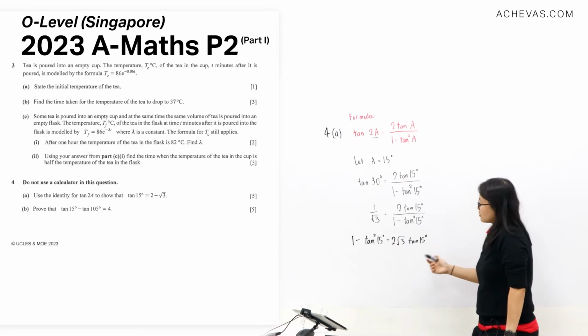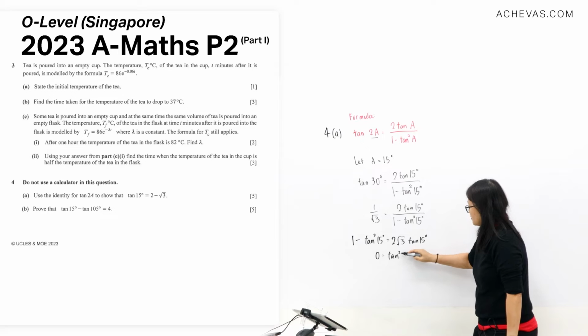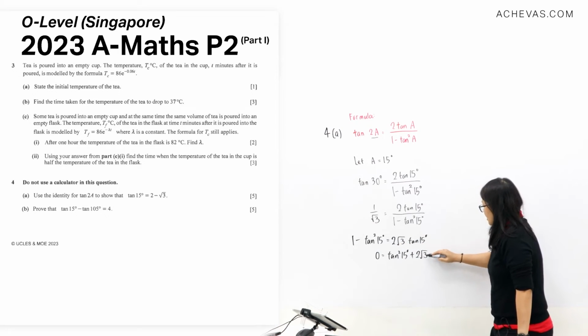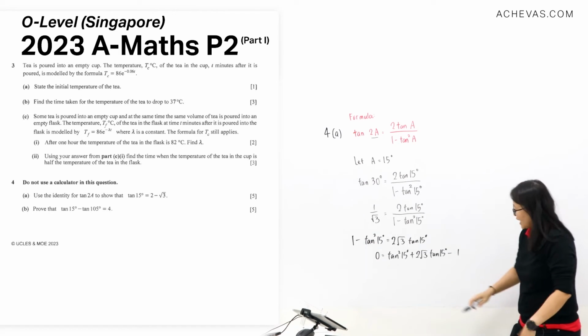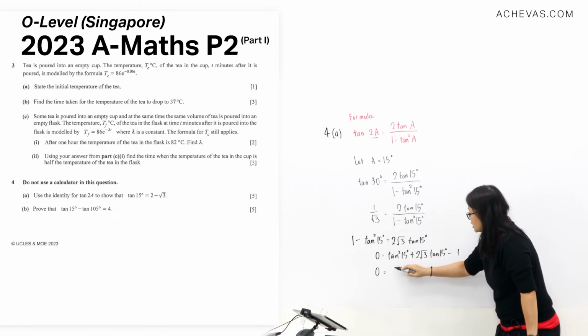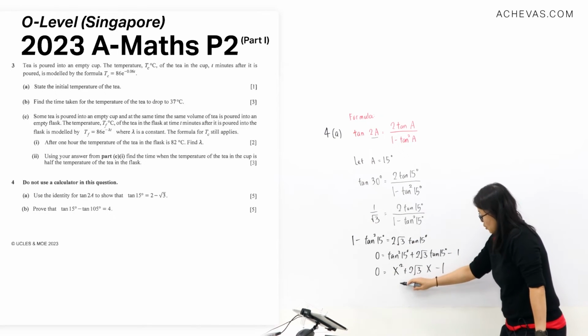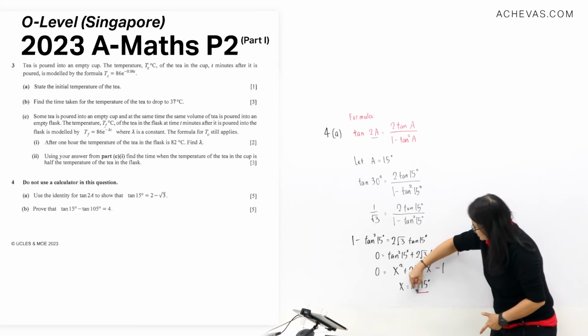So I'm going to move everything to the right, so I get 0 on the left. I move this one, I'll have tangent square of 15 degree plus 2 root 3 of tangent 15 degree. And 1 moved over here is a minus 1. Now if you can't see, then you can do a replacement. So you can see this is x squared plus 2 root 3 x minus 1, where x is equal to tangent 15 degree. Okay, if you need to, you can do this replacement.